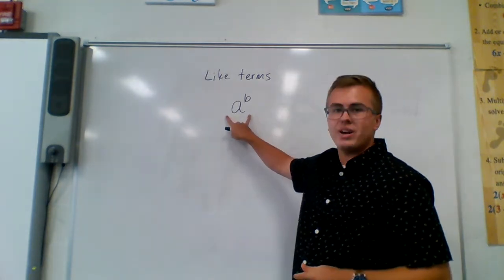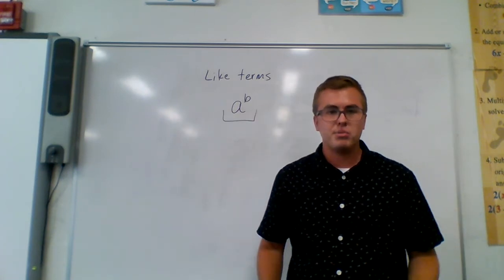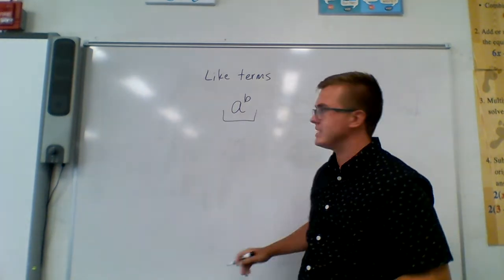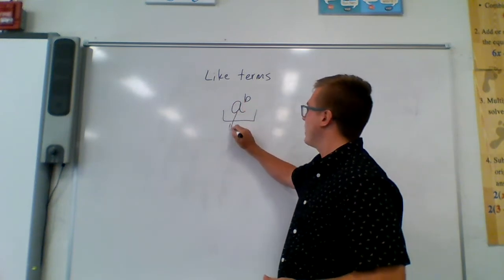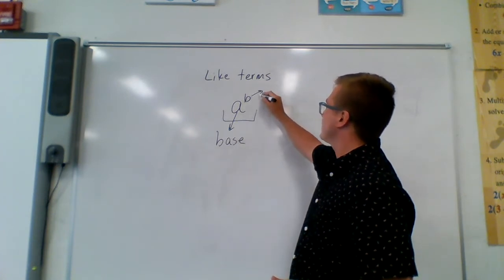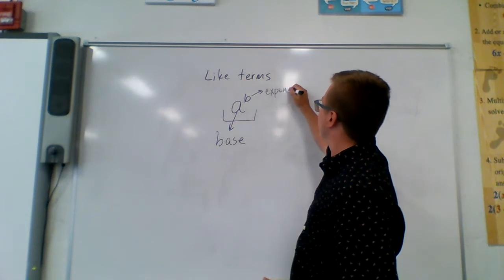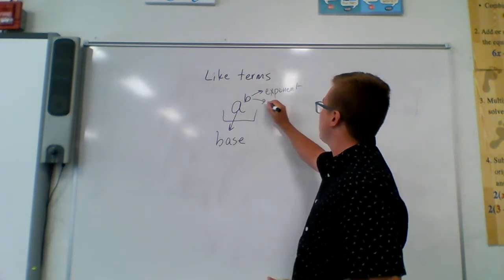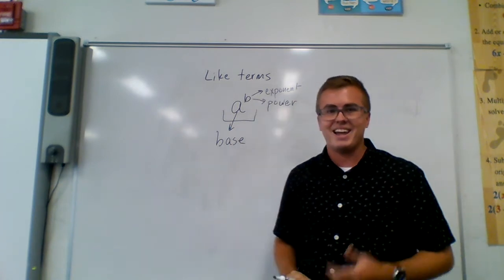So this is what a term is, and we can use some vocabulary to describe the different elements of that term. So this a here is the bottom part. We call that the base. And then this little b up there is the exponent, or sometimes we call it the power. So we've got a base and an exponent.